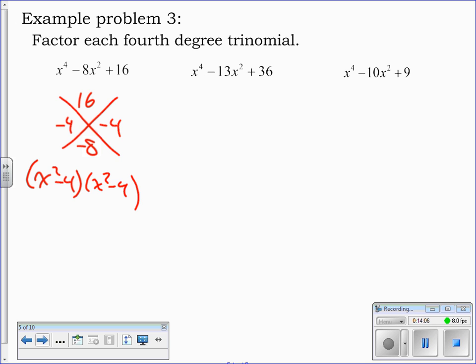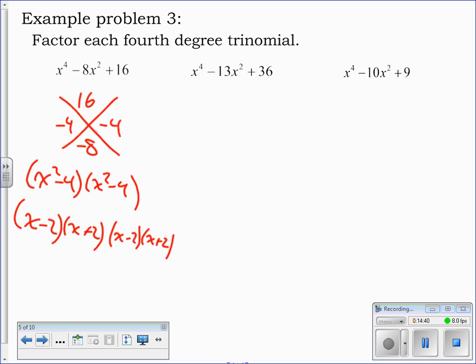So, difference of 2 squares. X is x squared, 4 is 2 squared. So when I factor x squared minus 4, I get x minus 2, x plus 2. And I am just fine with this being the final answer.